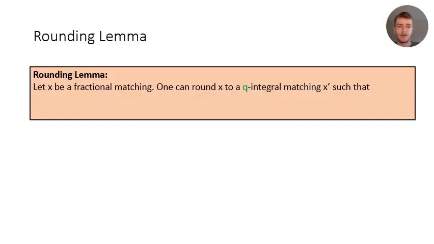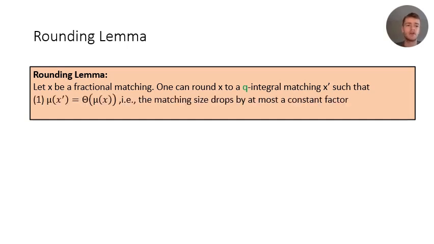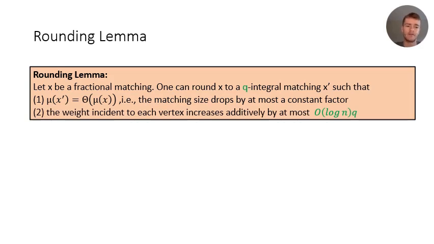Okay, now let me tell you about the rounding lemma that we use, so that we apply inside each cluster. I state a slightly more general version. Let x be a fractional matching. We can round x to a q-integral matching x prime, where q can be any value between 0 and 1, such that first, the matching size drops only by a constant factor by performing this rounding. And second, if you look at a vertex, then the sum of the weights of the edges incident to that vertex increases additively by at most order log n times q.